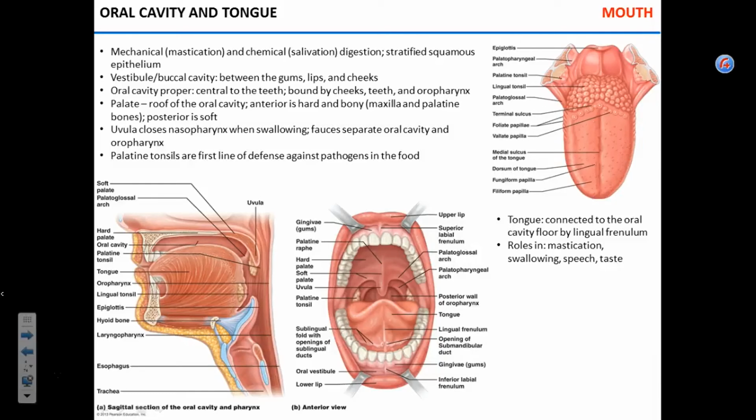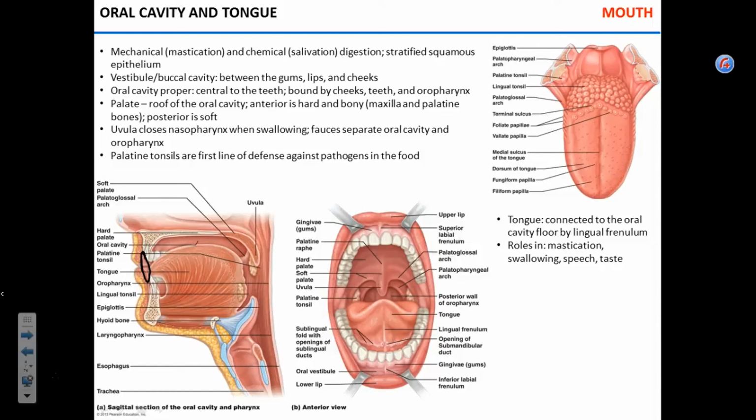You have 2 sub-chambers in your mouth. First of all, you have the vestibule, or buccal cavity. The buccal cavity is the space between the gums and the teeth. Sorry, between the cheeks and the teeth. Does that make sense? Lips, cheeks.